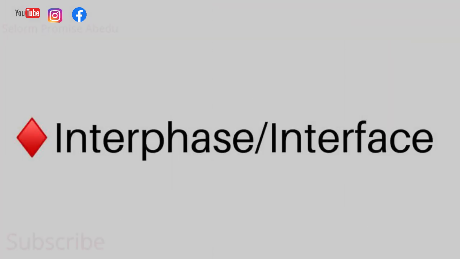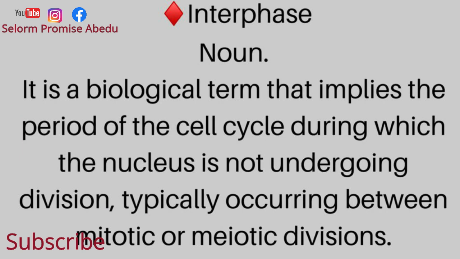Interface and interface. Kindly take note of the pronunciations. Interface is a noun. It is a biological term that implies the period of the cell cycle during which the nucleus is not undergoing division, typically occurring between mitotic or meiotic divisions.